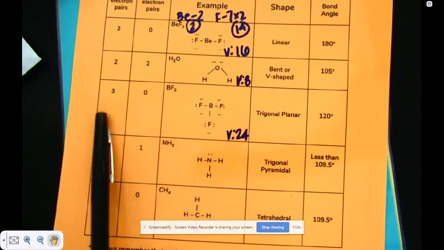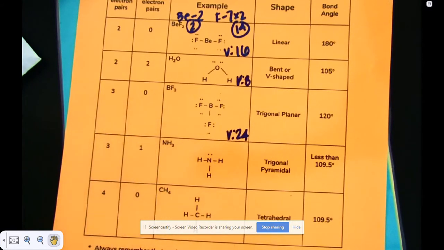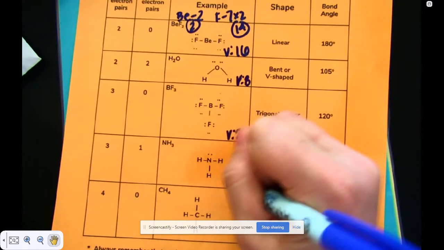Again, in this case, 3 shared electron pairs, 0 unshared pairs. Then you have NH3, ammonia. Ammonia, if you counted up its valence electrons, so it has 5 from the nitrogen plus 3 from the hydrogens, so a total of 8 valence electrons.